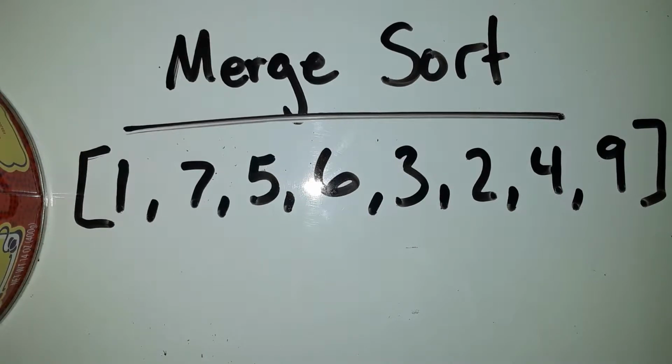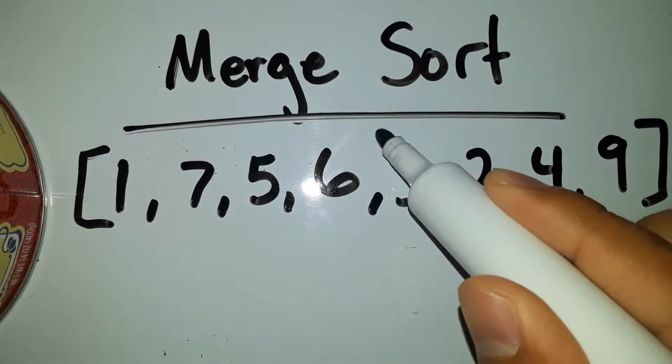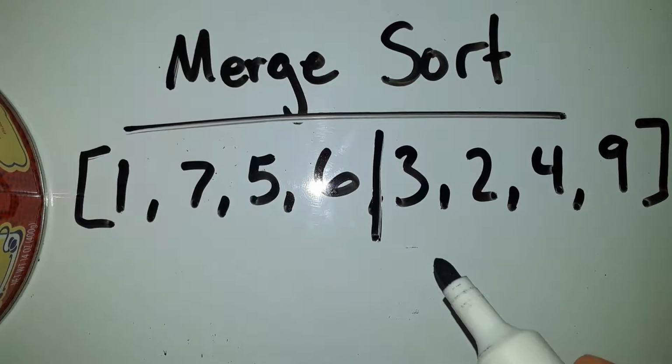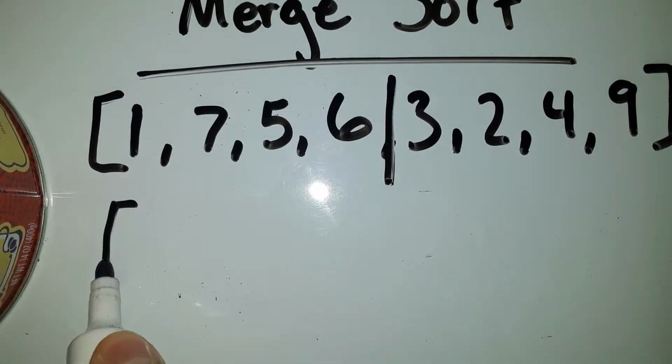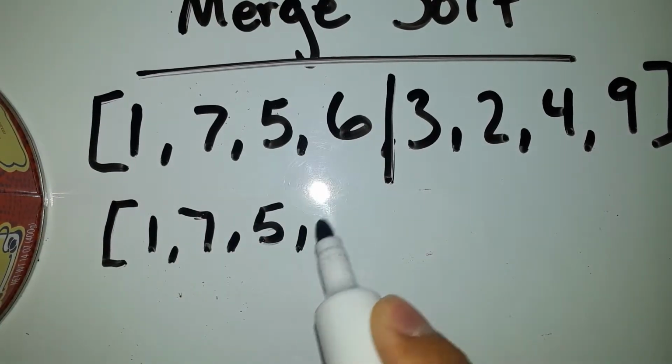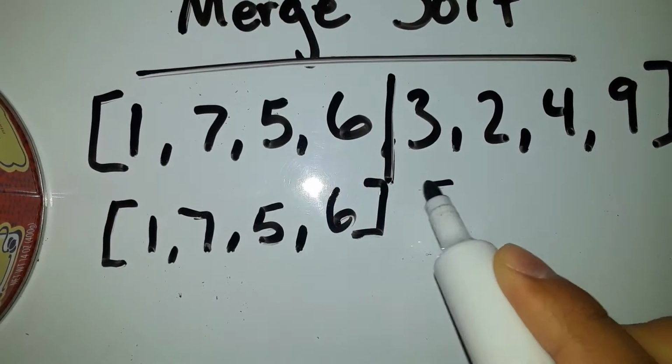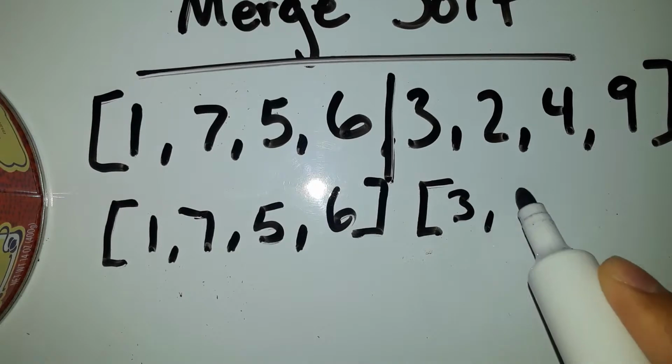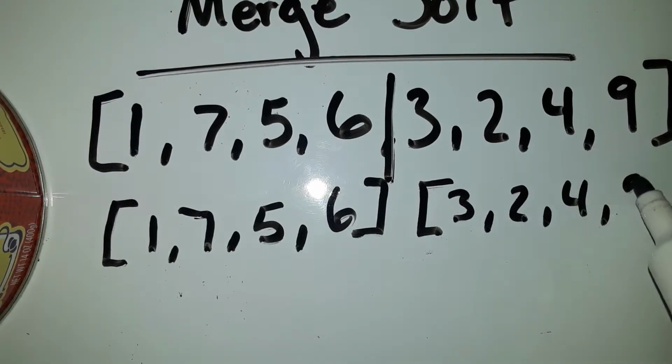So in order to do this, we're going to go ahead and break it down in half. We look at the length of the array: 1, 2, 3, 4, 5, 6, 7, 8. Our midpoint is going to be before our fourth element, right? 8 divided by 2 is 4. So 0, 1, 2, 3, and 4. We split it into two separate arrays. Now we have 1, 7, 5, and 6. And then we also have another array, 3, 2, 4, and 9.